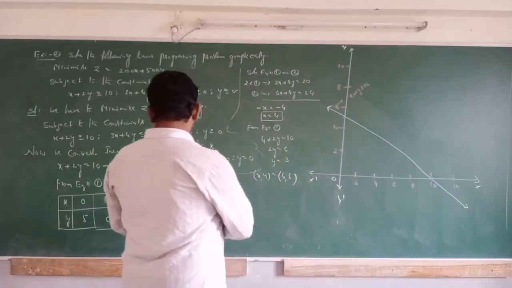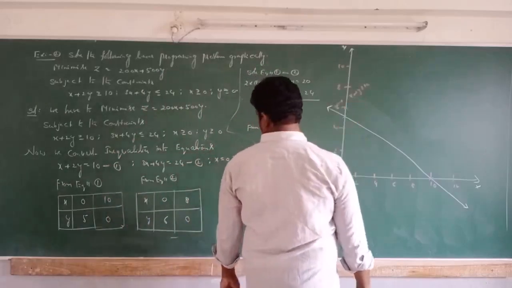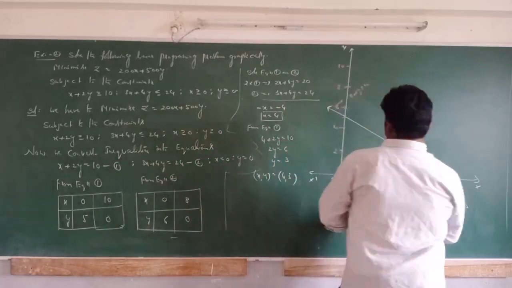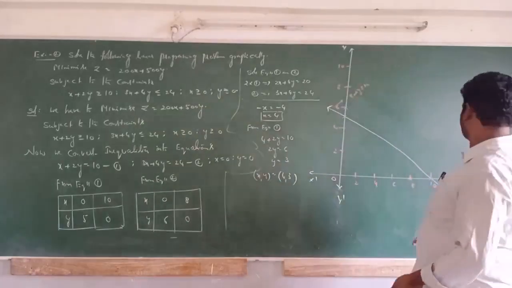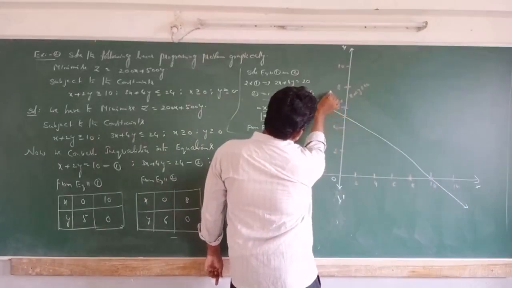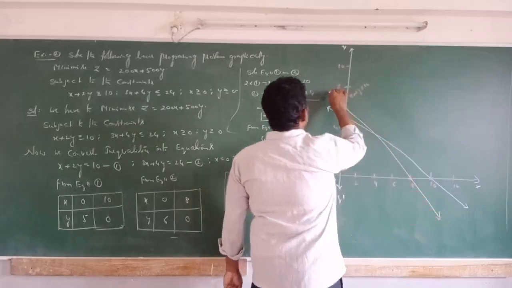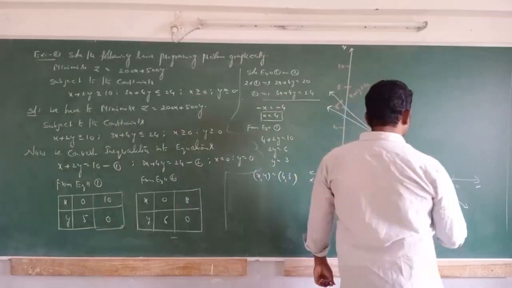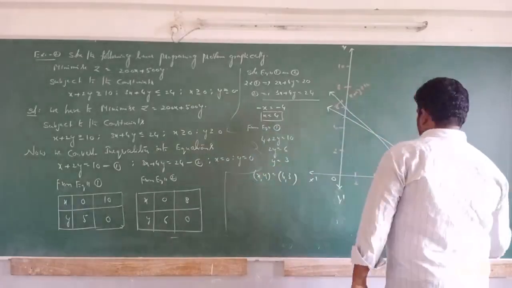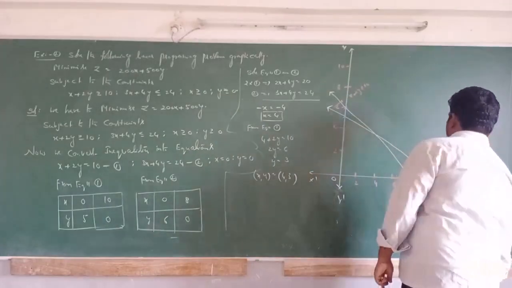Next another one: x is equal to 0, y is equal to 6 here. Okay? Next, x is equal to 0, y is equal to 8. Now if you join this line, this is the other inequality. So the second inequality is represented as 3x plus 4y less than or equal to 24.